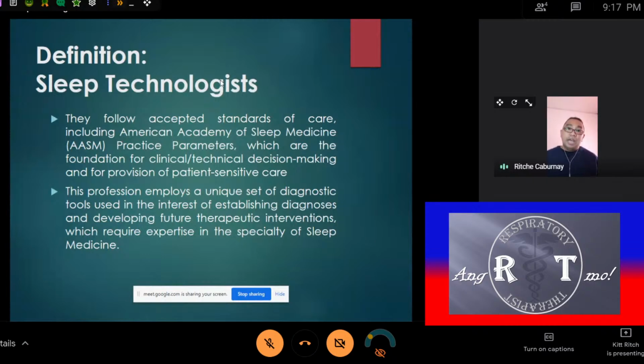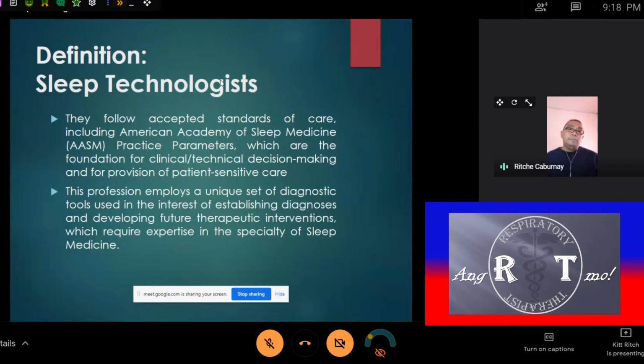But remember that sleep technology doesn't only involve respiratory therapy. It also involves other allied healthcare professionals: nurses, physical therapists, occupational therapists, radiologic technologists. And there are subcategories of allied health professionals that are entitled to take the sleep technology licensure examination, which I will discuss later on.